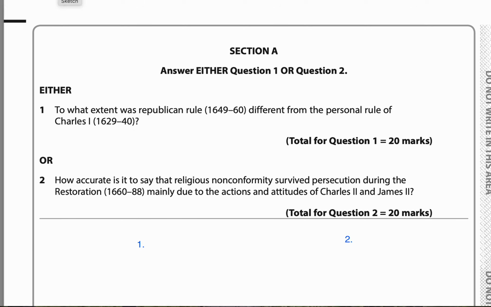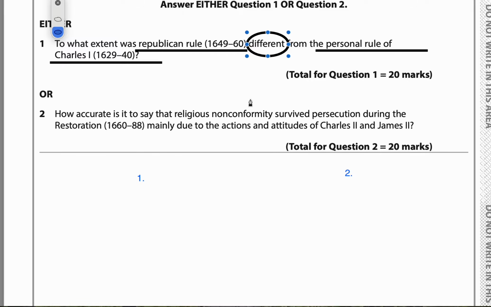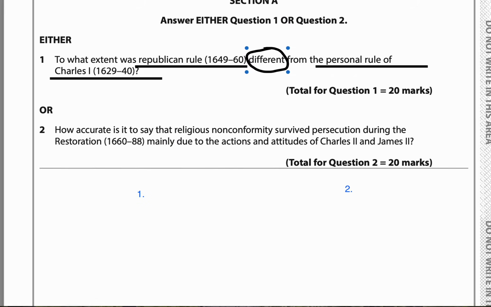Question 1. To what extent was Republican rule 1649 to 60 different from the personal rule of Charles I? So for this question, and for questions in general when you're in the exam, what I would strongly advise you to do is take a highlighter in there and highlight or even just underline with your pen the key terms. Okay, so key bits here: Republican rule 49 to 60 and personal rule 29 to 40, and the key word in the question is different. So this is a similarity and difference question. That's what we're thinking about. How similar, how different were these two periods? All right, so let's have a go at planning it.